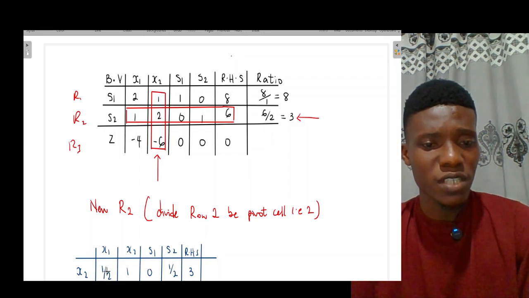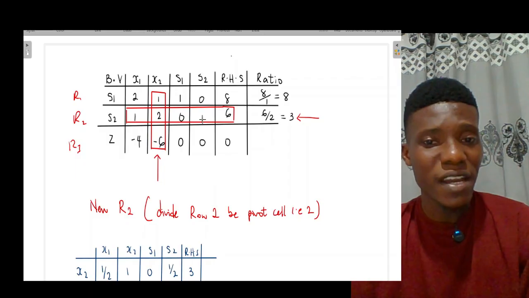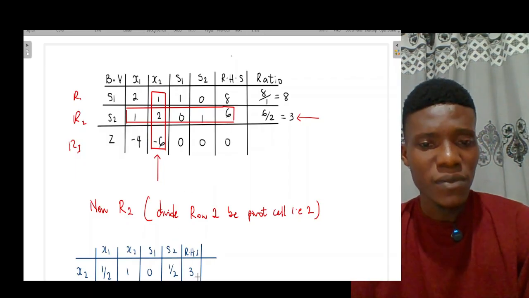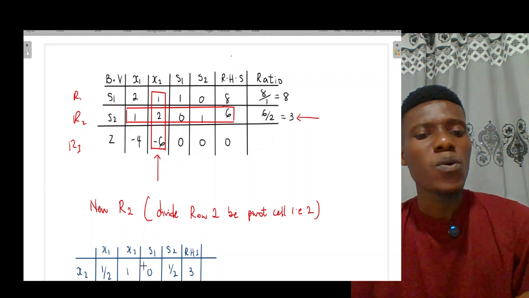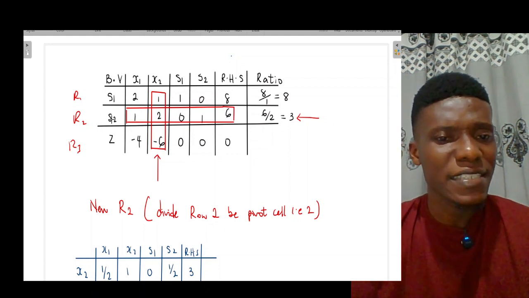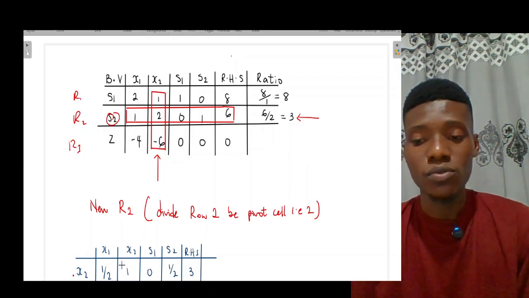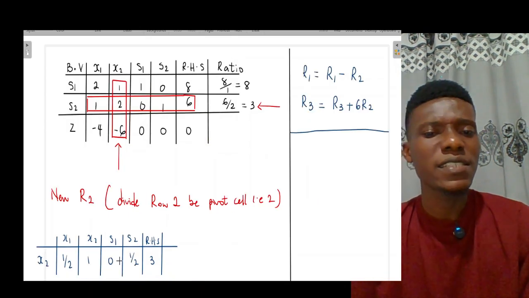1 divided by 2 gives you 1 over 2. 2 divided by 2 gives you 1. 0 divided by 2 gives you 0. 1 divided by 2 gives you 1 over 2. 6 divided by 2 gives you 3. So in our next table now, don't forget I said this will be replaced by x2 since it is the leaving variable. So now let's see what the next table looks like.